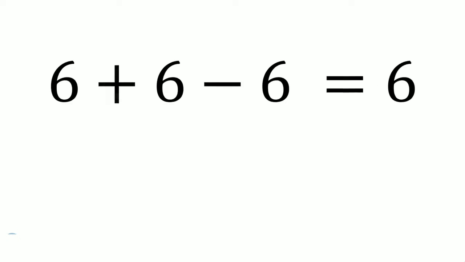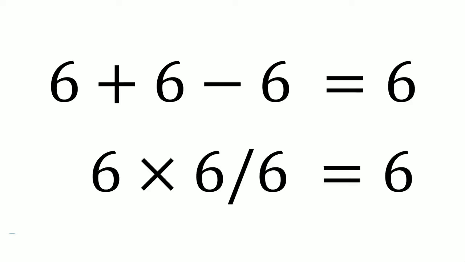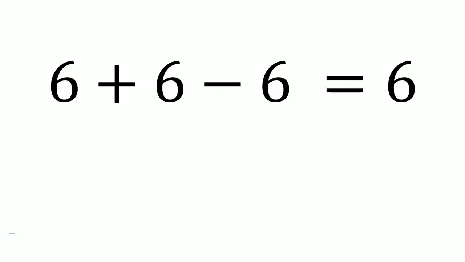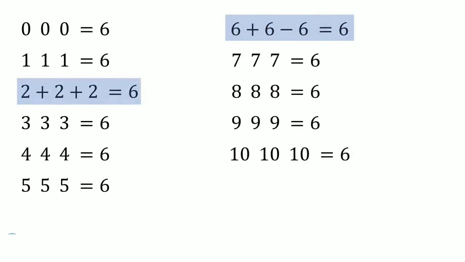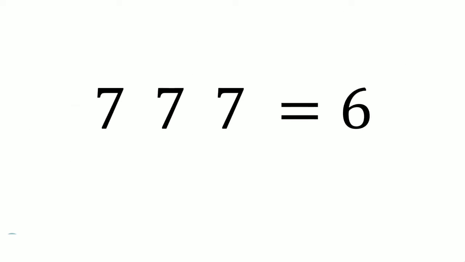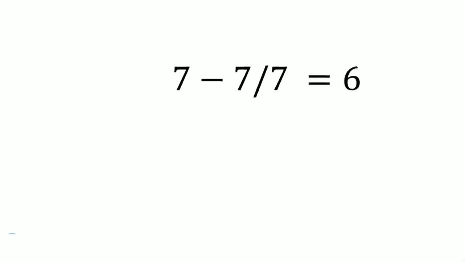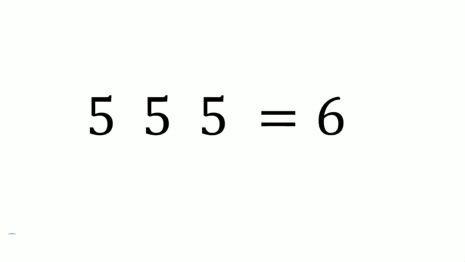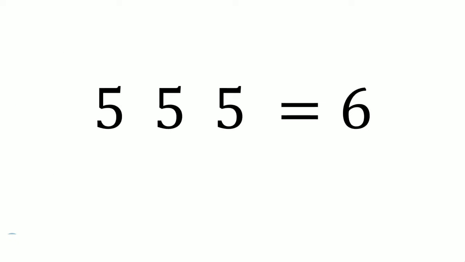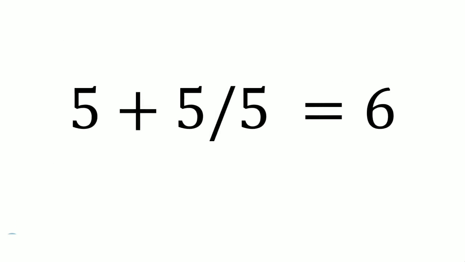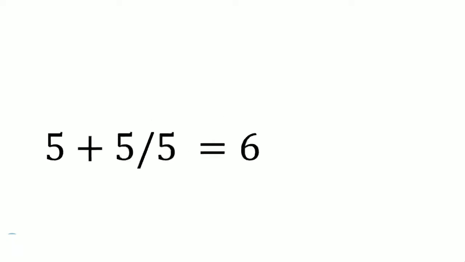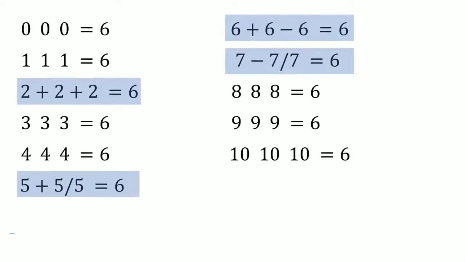Now 6, 6, 6 is also similar. We can take 6 plus 6 minus 6 to get to the result 6. We can also do 6 times 6 over 6, which gives us 6. Now let's solve for 7, 7, 7 equals 6. We can do 7 minus 7 over 7, which gives us 6. We get a very similar solution for 5: 5 plus 5 over 5 equals 6.